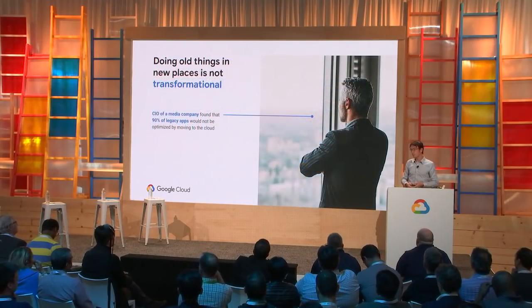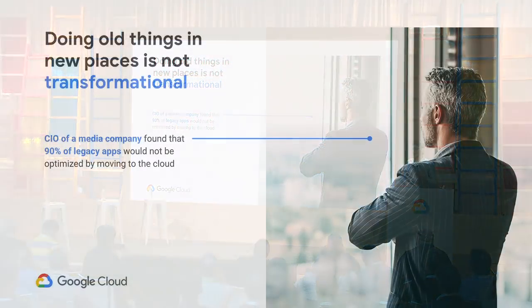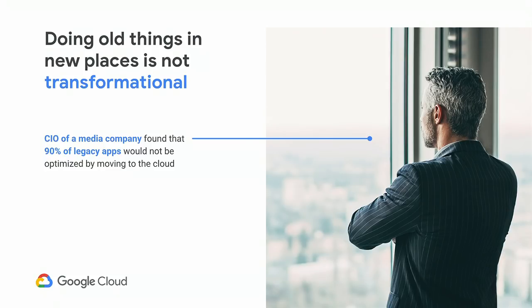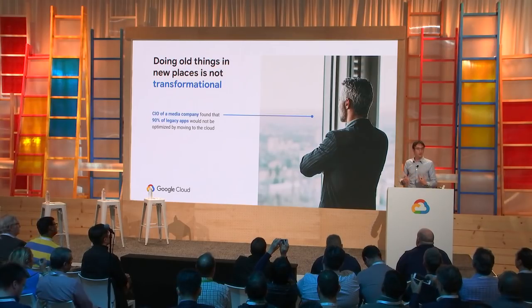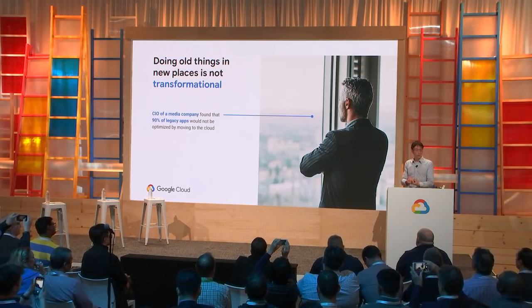environment. And basically, what we need to embrace is how do we do new things? How do we transform this IT environment versus doing the same thing somewhere else, right? So, what a CIO of a media company found is that 90% of legacy apps would not be optimized by moving to the cloud. But by just moving an application doesn't mean that you start benefiting from all what the cloud has to offer you.